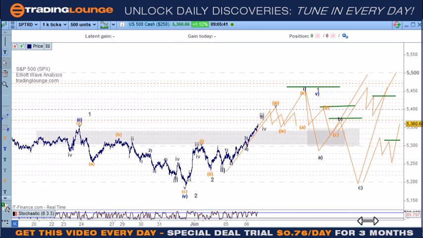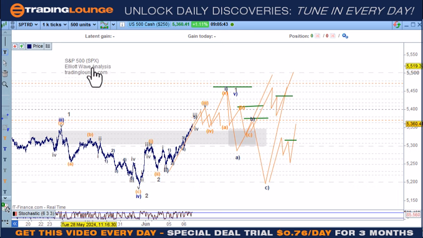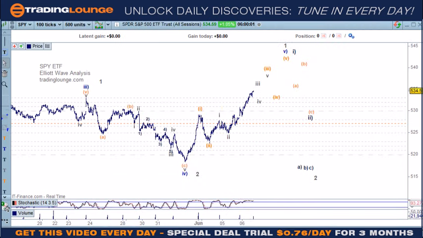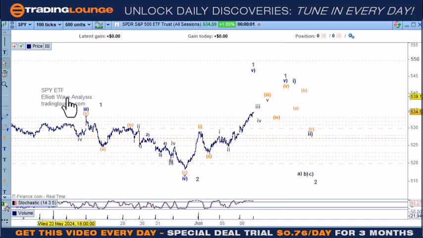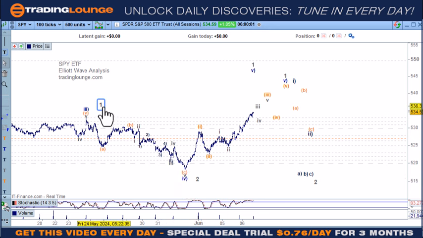Anyway, that's my Picasso drawing there for the S&P, and this is pretty much going to be the same for the other market. So this is the SPY here. I could look at this as wave 3 and 4 here. I could look at it as 1 and 2.